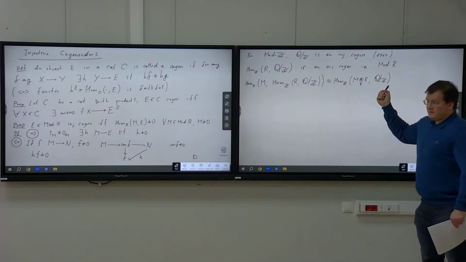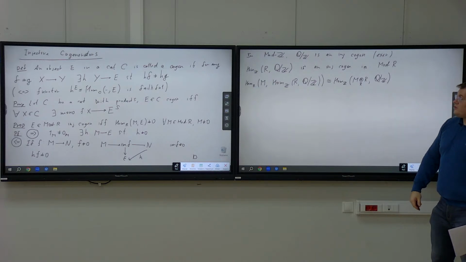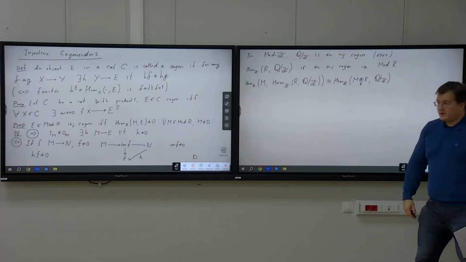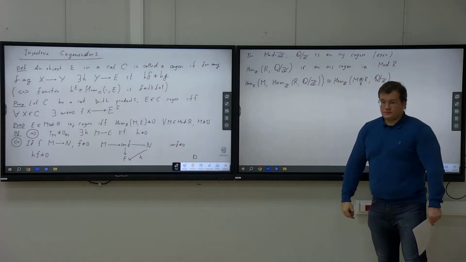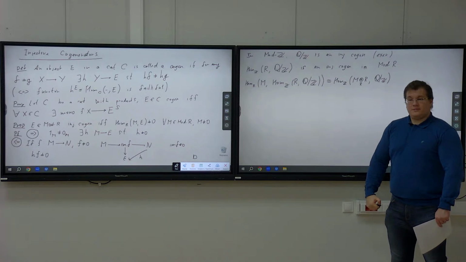Since this is faithful, this is a cogenerator according to the first definition, and the first definition is equivalent to the second definition. Could you remind me in Russian what faithful means? Строгий.